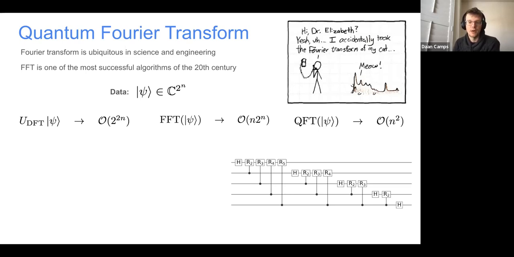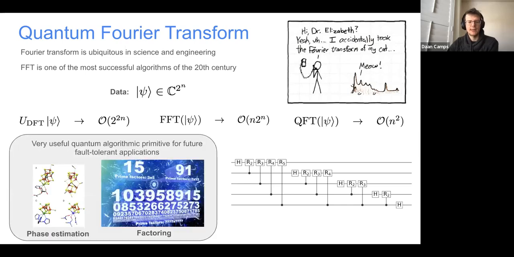You still have the measurement problem, of course, that you can only access it partially, but this is a very useful circuit that is used in two important applications that will be important if we can actually scale up quantum computers and get fault tolerant quantum machines available. One of them is known as phase estimation, which can be used to find the ground state of complex molecules, and the other one is Shor's algorithm, which can be used to factor large prime numbers and basically break encryption if we can run at that scale. And the QFT is used in both algorithms.